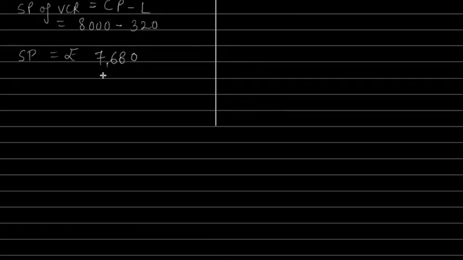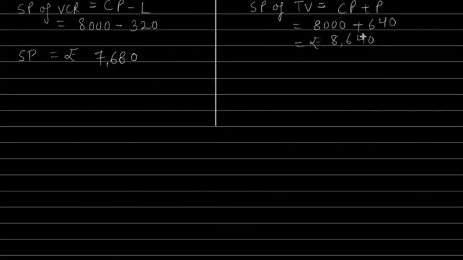Therefore, selling price of VCR is 7,680 rupees. Similarly here, selling price of TV will be how much? CP plus profit. CP was 8,000 and profit we have calculated as 640 rupees. Directly gives you 8,640 rupees. So now we have got the selling price of VCR and as well as of the TV. Now can we compare it? Let's compare the total CP with total SP. So total CP is how much? 8,000 each. It means 8,000 plus 8,000, which gives you rupees 16,000.